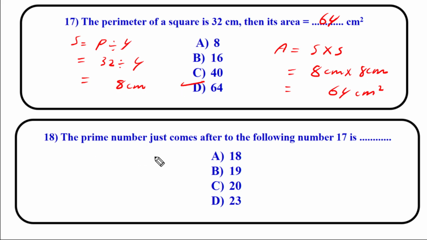Next, the prime number that comes just after the following number, 17. 18 is not a prime. 19 is a prime number, and here 19 came just after the number 17. 20 is not a prime number, and 23 is a prime number. But he is asking here about the number that comes just after the number 17. So this number is what, guys? It is 19. 19 is a prime number.